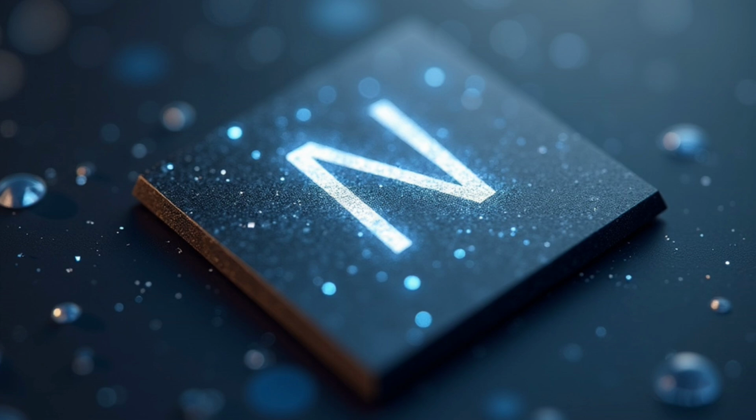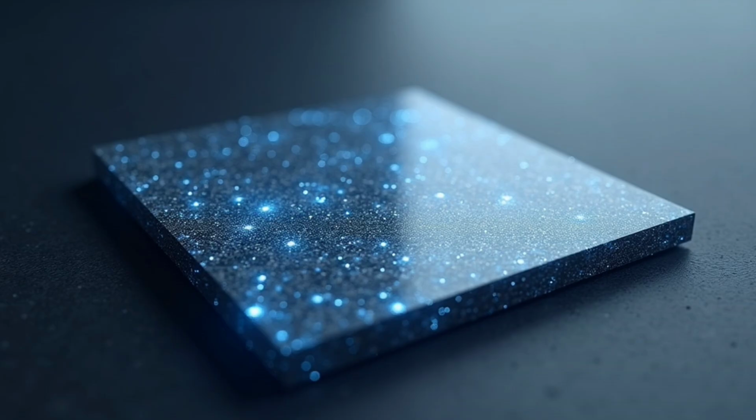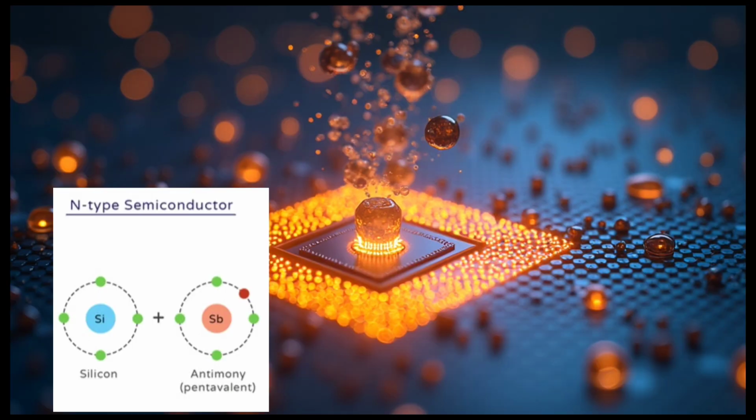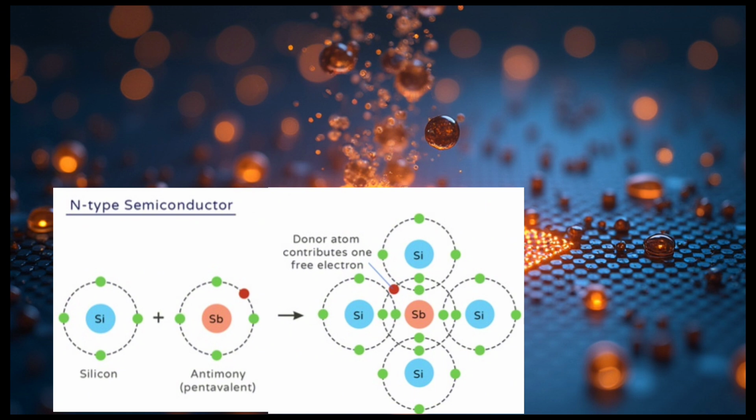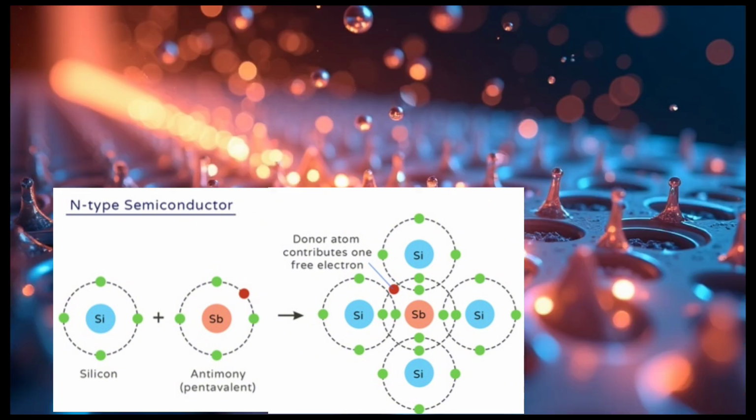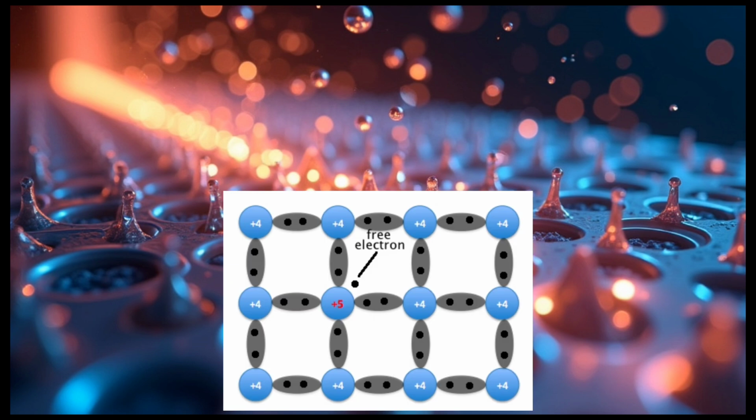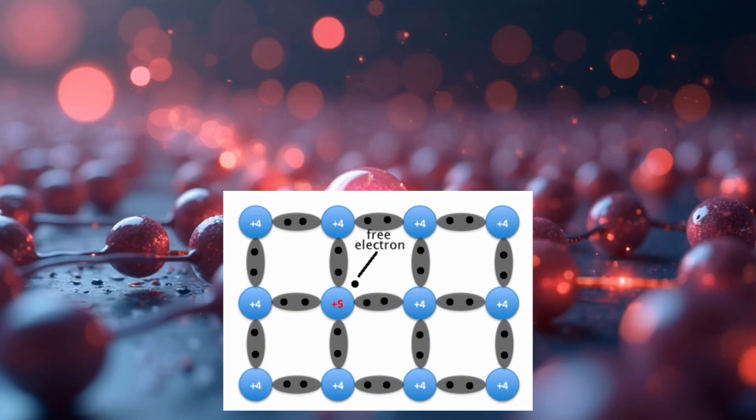If we take pure silicon and add an element such as phosphorus or arsenic, elements with 5 valence electrons, something amazing happens. These extra electrons are freed up to move around. And since electrons carry a negative charge, we call this an N-type semiconductor. The N stands for negative, meaning the material's majority charge carriers are these free electrons.